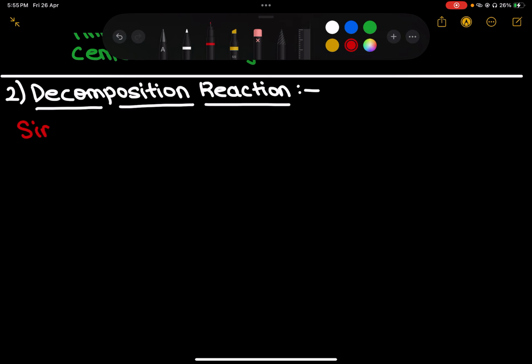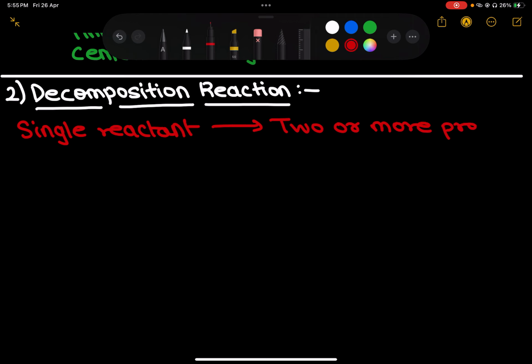A single reactant breaks down to give two or more products. Okay, so simple enough to understand. Its general formula is AB breaks down to give A plus B. Okay, now there are three types of decomposition reactions.